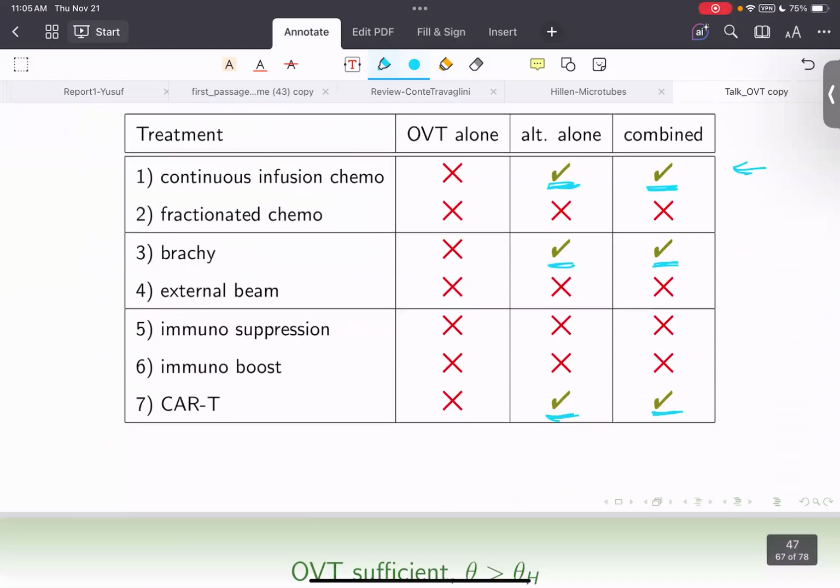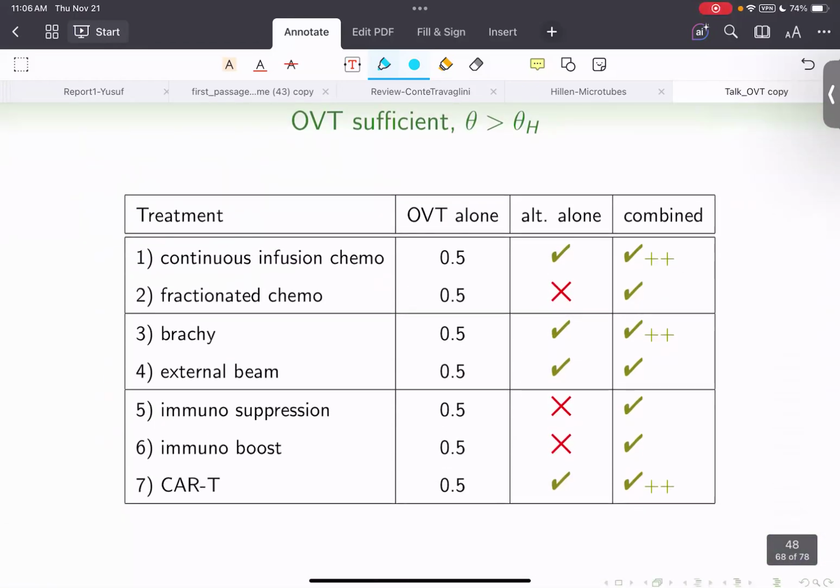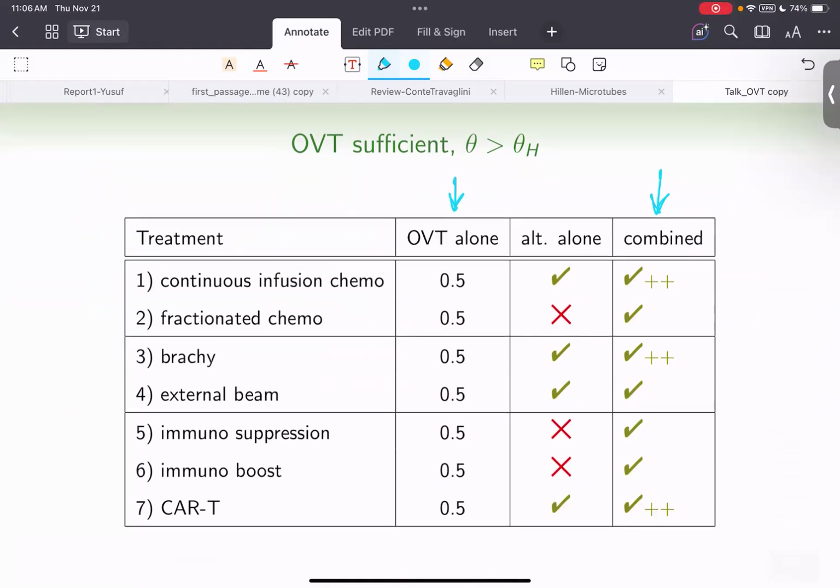And so then my table is this one. So oncolytic viral therapy alone is kind of 50% success. But if I combine it with these treatments, I might get really, really good successes in this case. So what is essential is that we get this burst size parameter beyond the Hopf bifurcation point so that we can get to the oscillatory behavior. Yeah, so I think that's good.